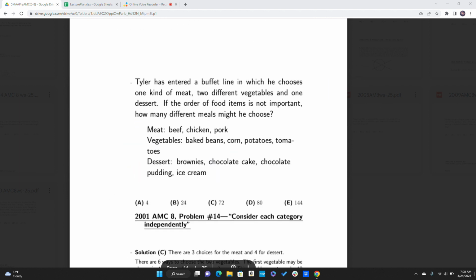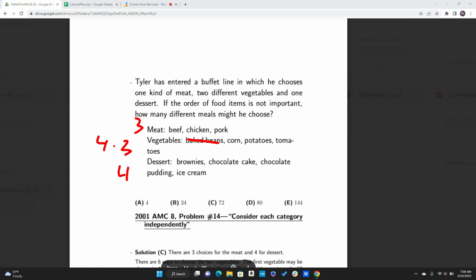So Tyler has 3 choices of meat, 4 choices of dessert. But the vegetable is tricky, right? Because he's choosing 2 different kinds. The first vegetable he chooses, there's 4 different options: baked beans, corn, potatoes, or tomatoes. That's 4 options. But for the second vegetable, now he's already picked one. Let's say he picked beans. Now there's only 3 choices left, either corn, potatoes, or tomatoes. Tomatoes are not a vegetable, but we'll count it.